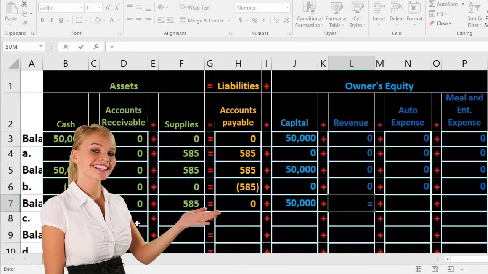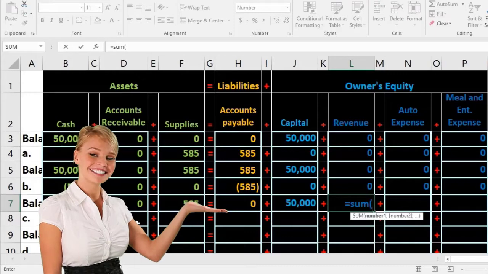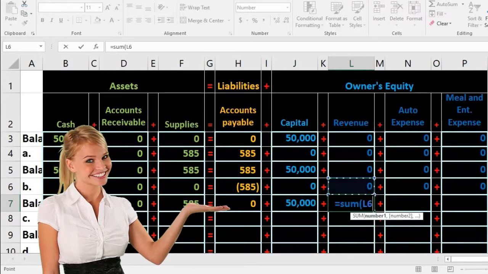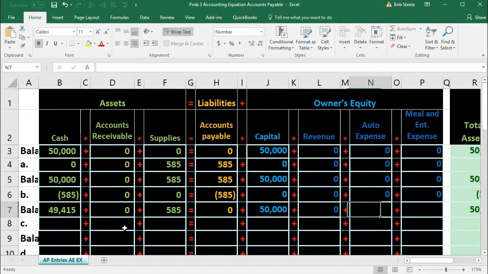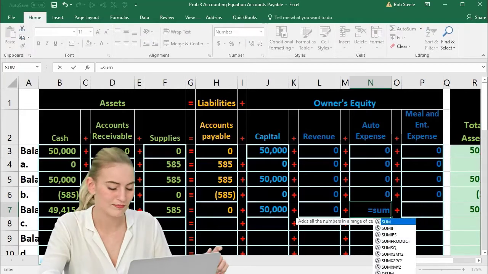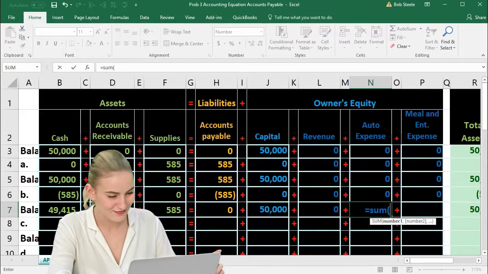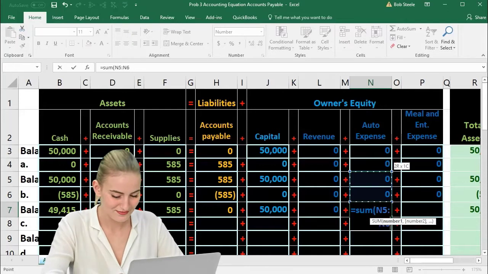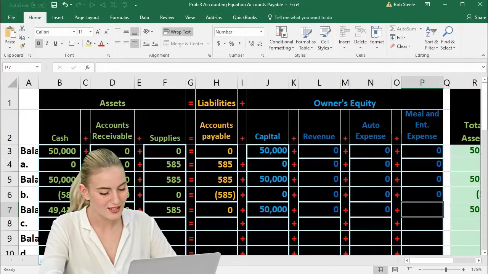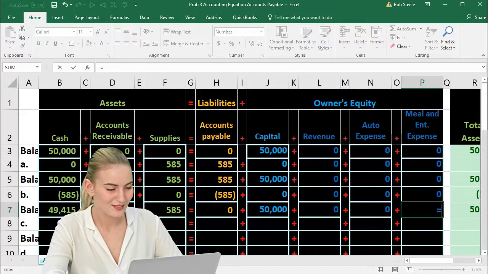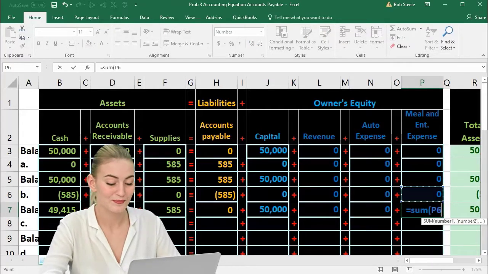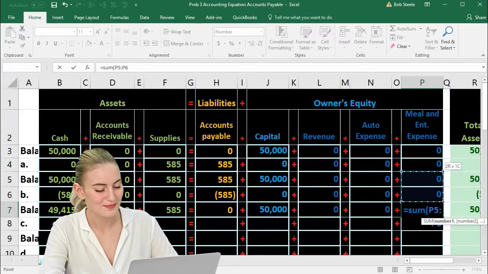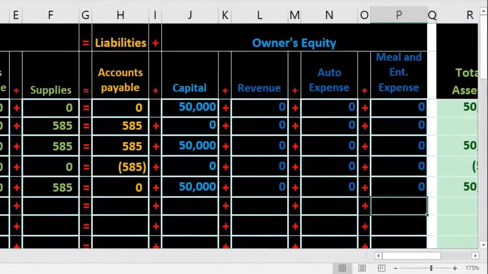L7 equals SUM, shift 9, let go of shift, up arrow one time, hold down shift, up arrow again, and tab, tab. In cell N7 equals SUM, shift 9, let go of shift, up arrow one time, hold down shift, up arrow again, and tab, tab. In cell P7 equals SUM, shift 9, let go of shift, up arrow one time, hold down shift, up arrow again, and enter. So we now have the new balance here.